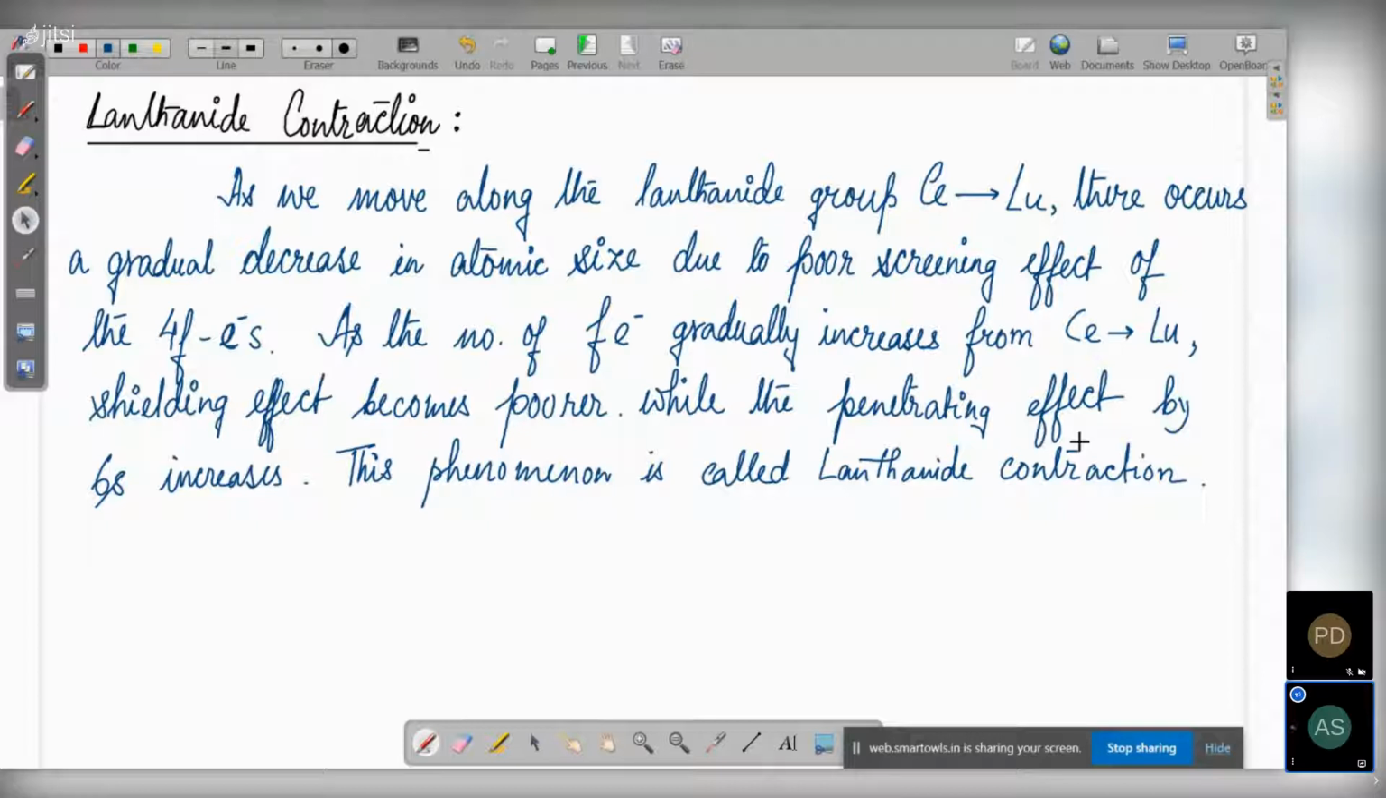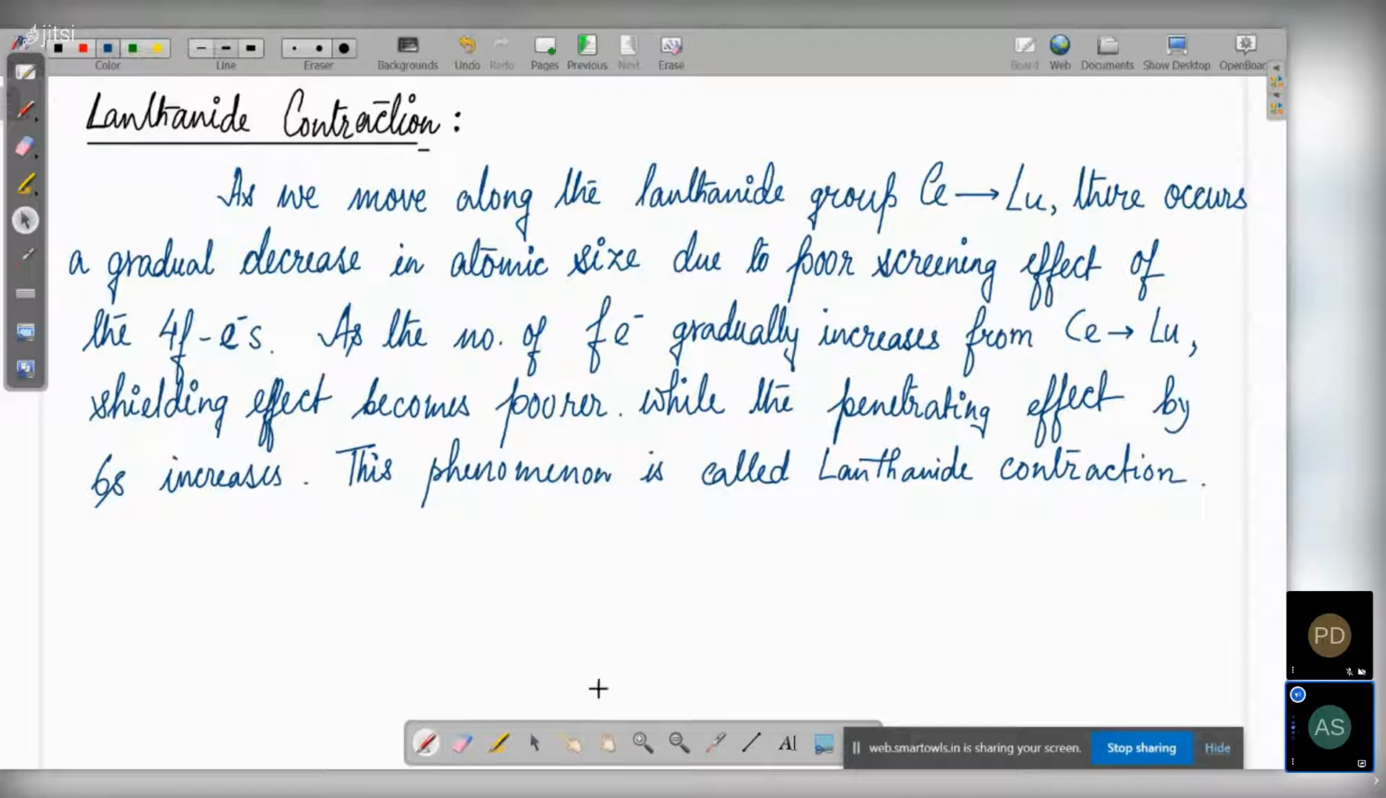While for the 6s electron, for the s orbital, we have the maximum penetrating effect. That also was done in the previous class. The 4f electron exerts a very poor screening effect, but the 6s electron exerts a very good penetrating effect. So a combination of this poor screening effect and a very good penetrating effect leads to a decrease in the size of lanthanides. And this phenomenon is known as the lanthanide contraction.